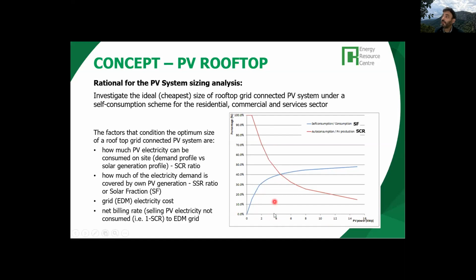So there is an optimized size of a PV system that is technically defined by these two curves here: the self-consumption ratio and the solar fraction. This has to do with PV rooftop. We will see this case in detail when we have our session about PV system rooftops in January, I think towards the end of January. It is better to analyze it case by case, because this graph corresponds to a particular building, and this will change from one building to another.